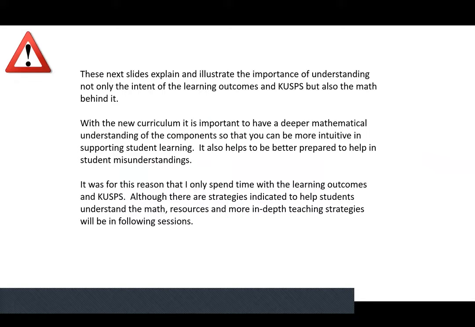Okay, thanks. So just very quickly, this is part of the notes I put in, but I thought I would just add this today. So the next slides that you're going to see explain and illustrate the importance of understanding not only the intent of the learning outcomes and CUs, but also the math behind it. So with the new curriculum, it is important that you have a deep mathematical understanding of the components so that you can be more intuitive in supporting student learning. And I mentioned that at the beginning.